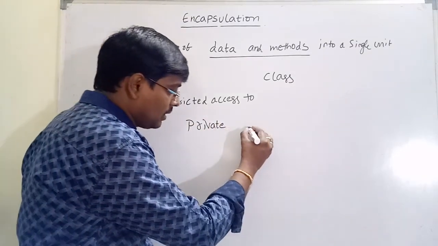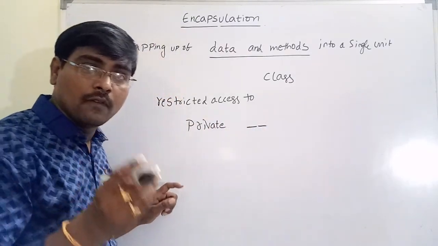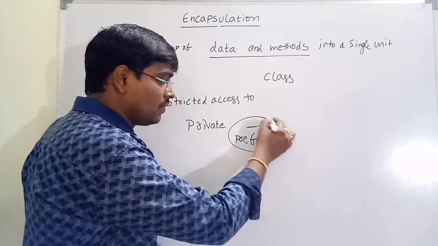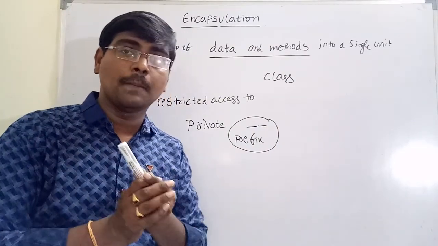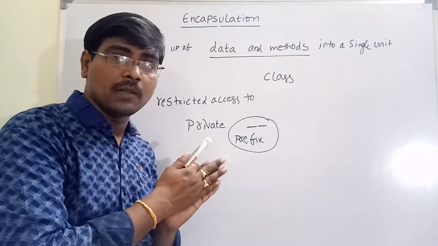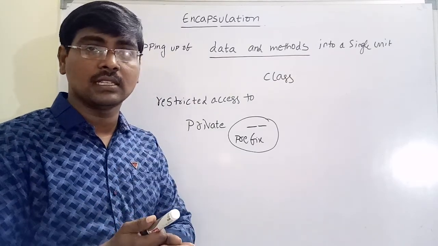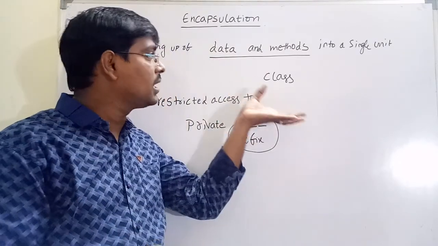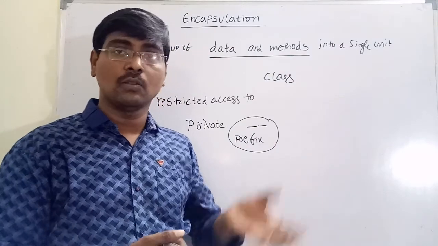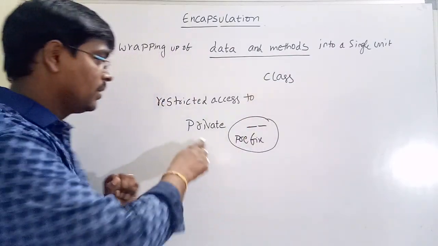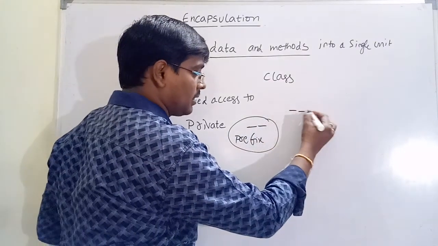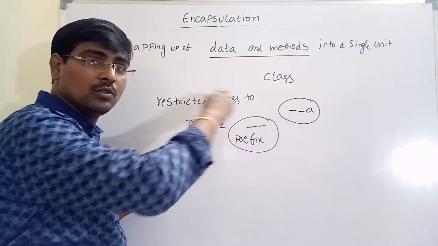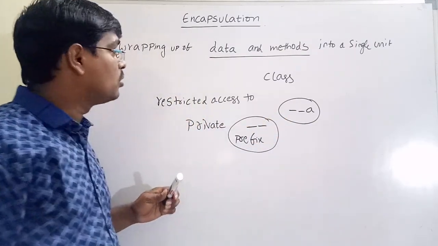If a variable is prefixed with a double underscore, remember prefix, that becomes a private variable. A private variable cannot be used outside the class. That means we are providing encapsulation. The private variable can be used only inside the methods declared in the same class. For example, double underscore a. Here a is a private variable. This variable cannot be used outside the class.